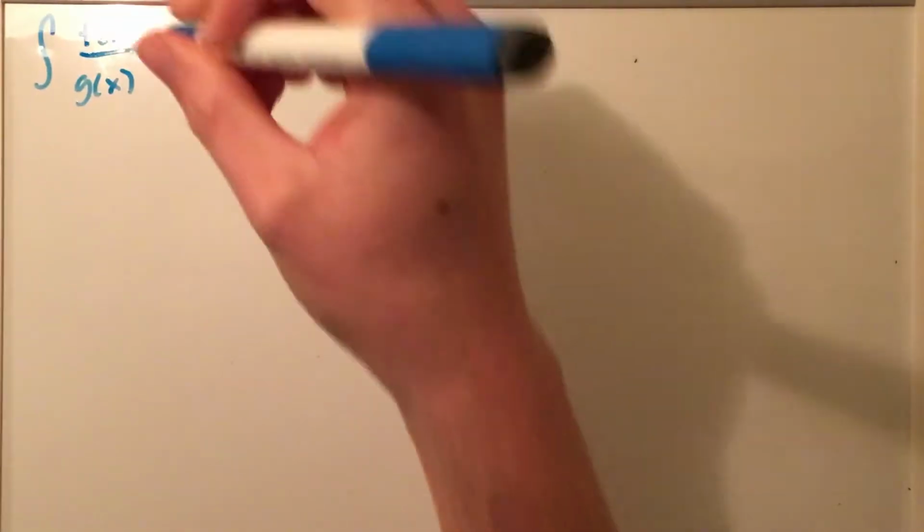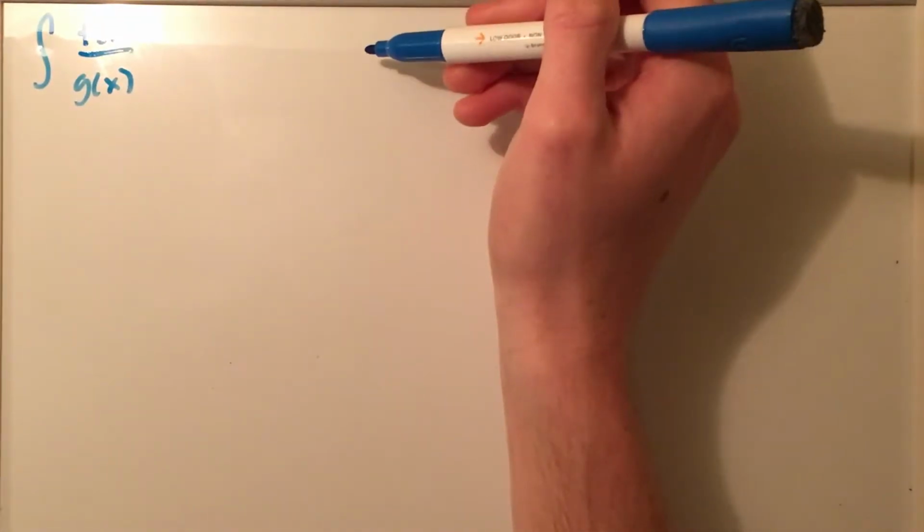Basically, partial fraction decomposition is the method of integration you're going to use anytime you have an integral that looks something like f of x over g of x. That's the fraction right here, and you're going to decompose it into two different things, or it could be more than two different things.